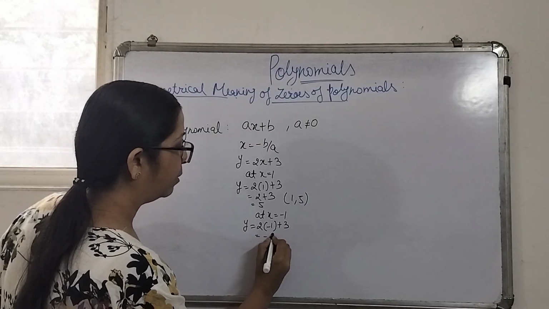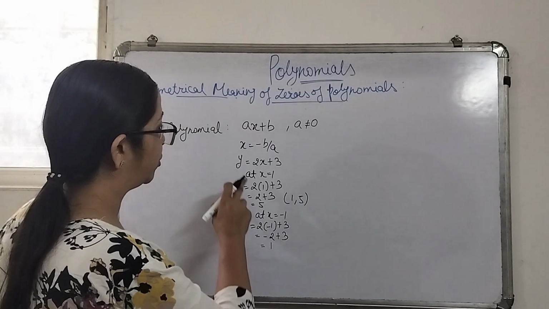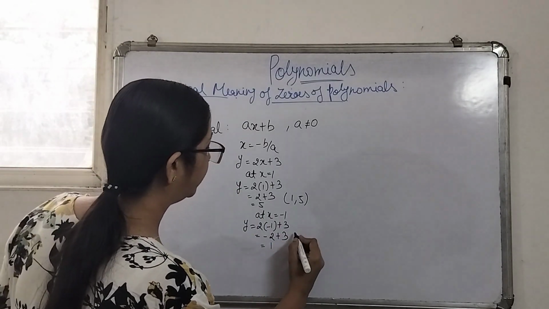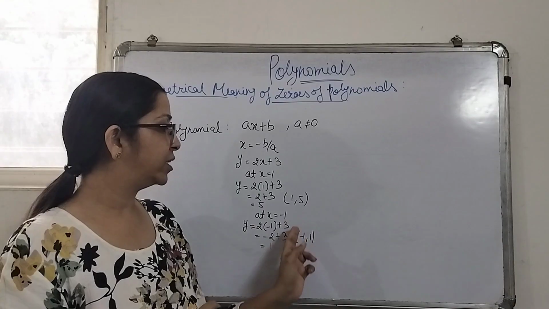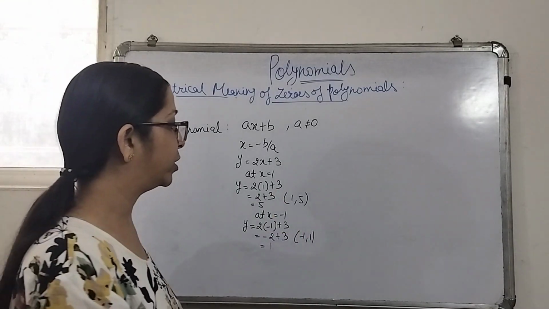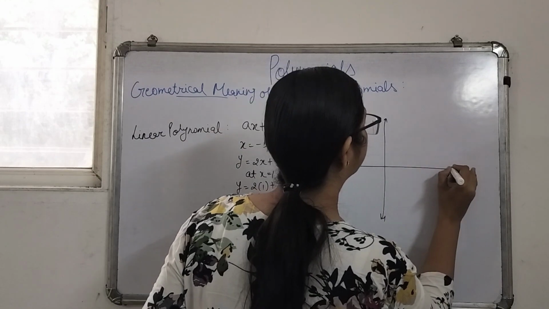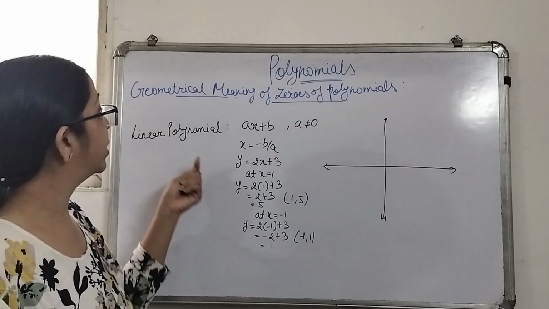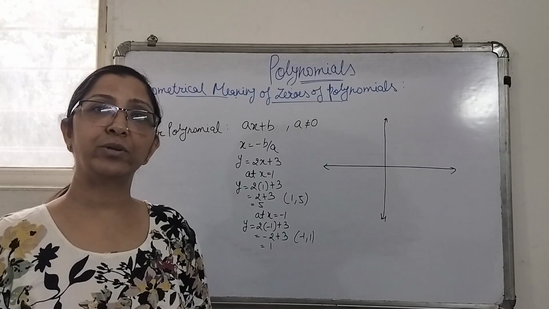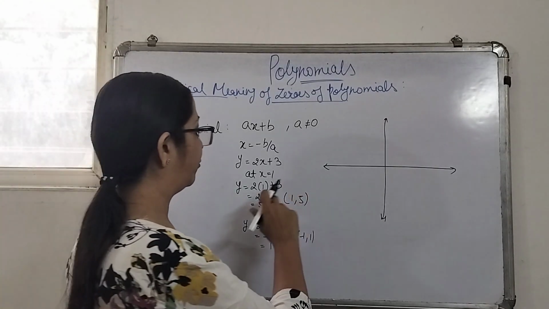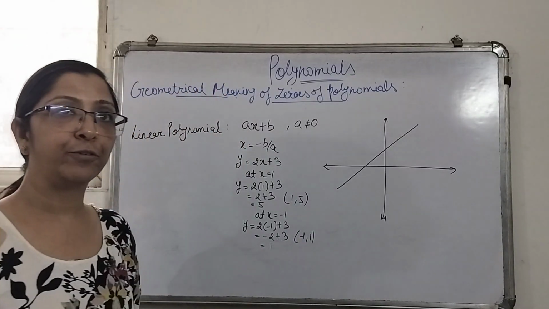So it will become minus 2 plus 3, that is 1. So another coordinate which will satisfy this polynomial will be minus 1, 1. Now we have these two coordinates. If we plot these two coordinates on the graph paper, we will get a straight line. For a linear polynomial, the geometrical representation is always a straight line. That means if we plot this, something like this will be the graph.